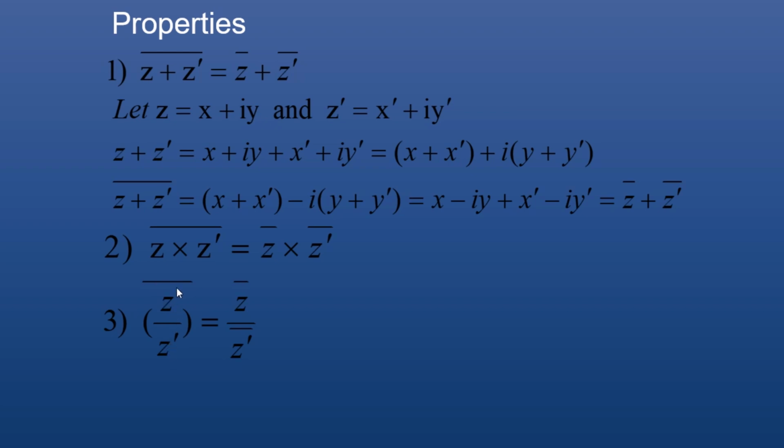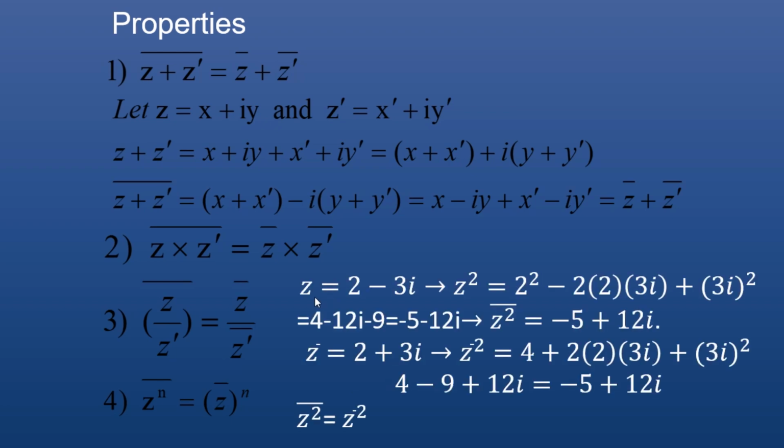The conjugate of z over z prime is z bar over z prime bar. You can take z equal x plus iy and z prime equal x prime plus iy prime. You will find z over z prime, then the conjugate, and you will compare it with z bar over z prime bar, and you get the same answer. Similarly, the conjugate of z to the power n equals z bar to the power n.